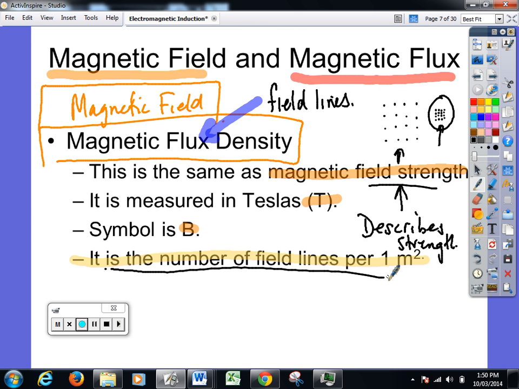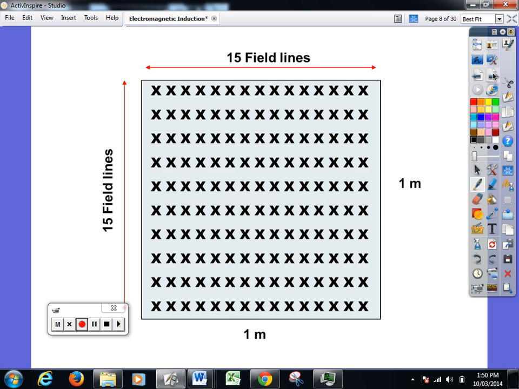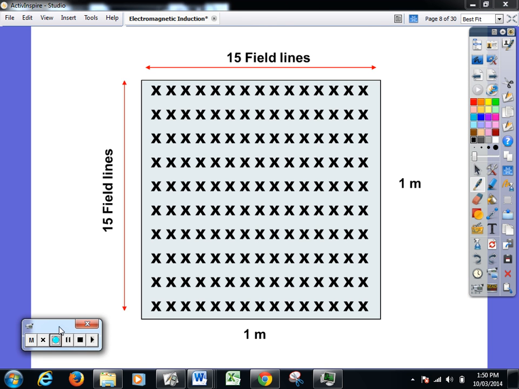Right, so that's magnetic field and it's described in terms of its magnetic flux density. Are we okay with that? So here we have a 1 metre by 1 metre square. I think it actually is exactly 1 metre when I tried to measure this on this projection a few moments ago. Is the field going in or out of the board? Into the board. Okay?